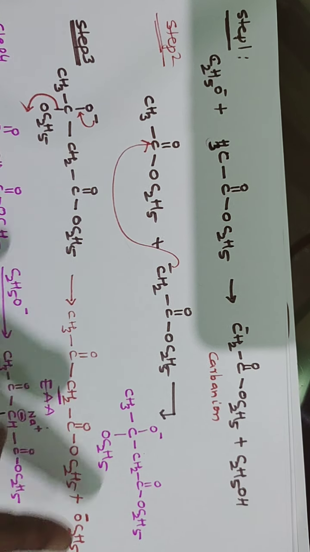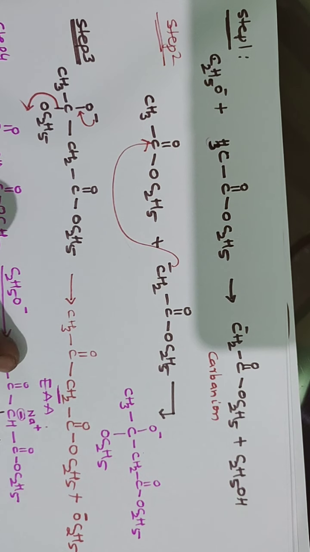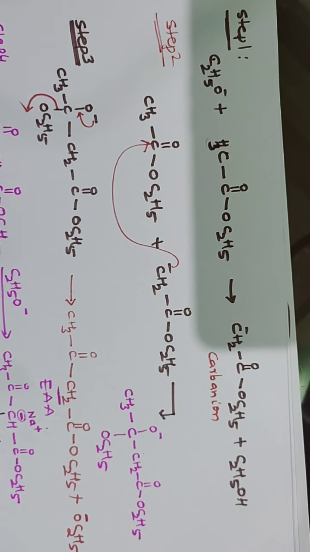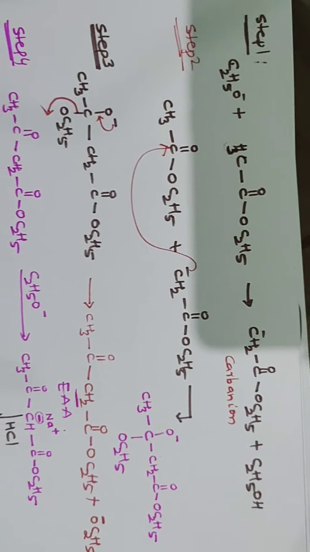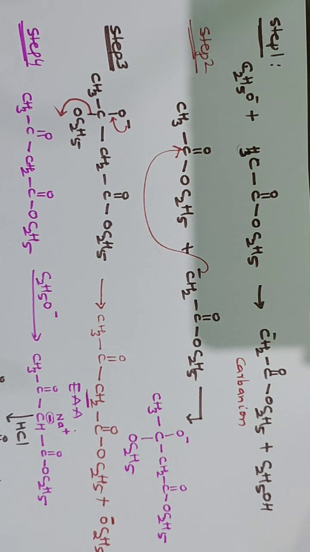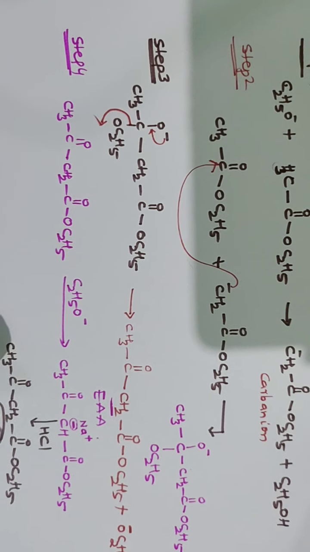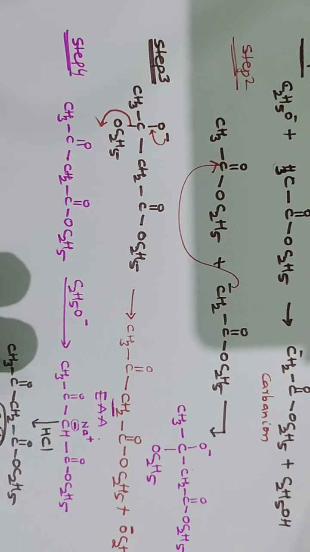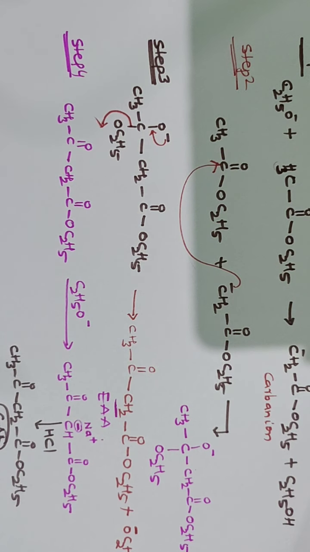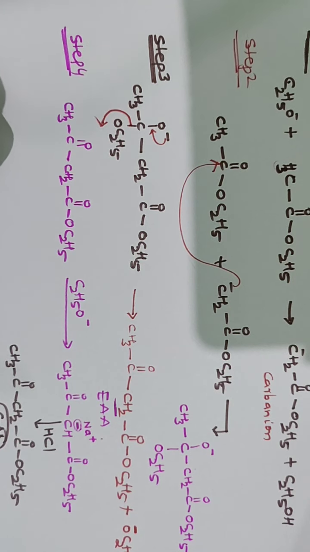But ethyl acetoacetate, in the presence of ethoxide ion, will be in this form, so we need to acidify it to get back the ethyl acetoacetate. So these are the steps that are involved in the reaction. This is called the Claisen condensation. So students, hope you have understood what active methylene compounds are and what we mean by this Claisen condensation.